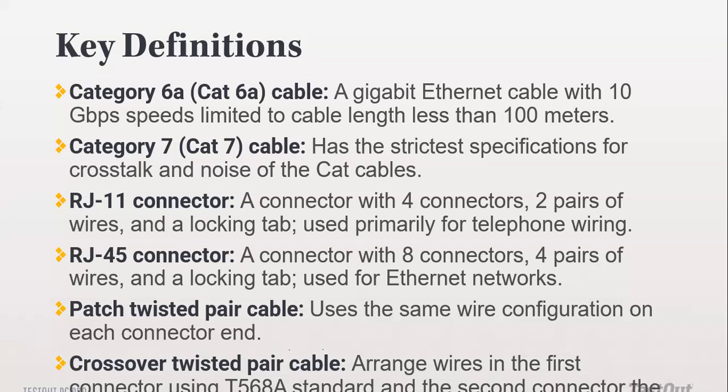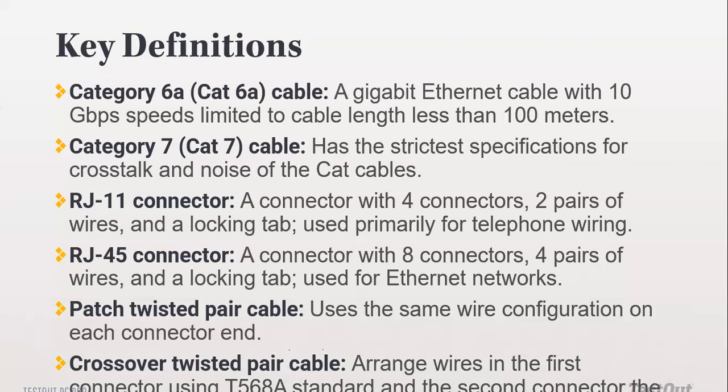Also, we have the RJ45 connector. It is what you have been seeing a lot. Those of you who are studying IT, I think you have already seen RJ45 connectors. The Internet cables that you plug into your computer, the connector that plugs directly into your computer is what we call the RJ45 connector. As I said, it is an 8-wire cable wrapped in 4 pairs of 2. It has a locking tab, and this is essentially used for Ethernet networks.